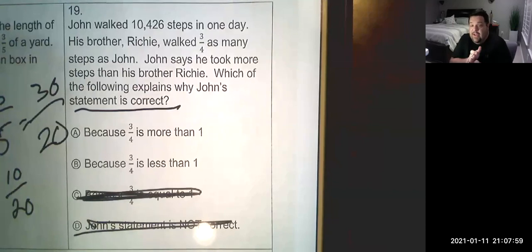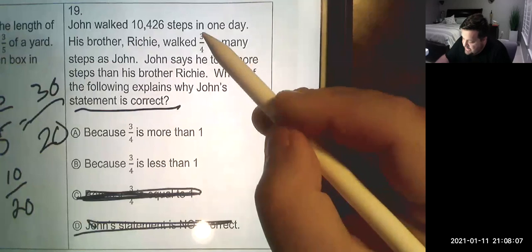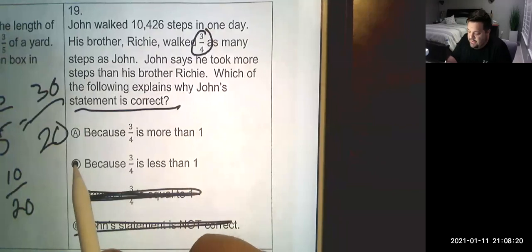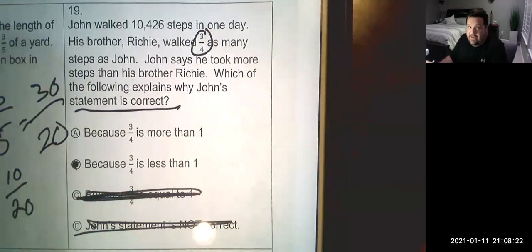And this is the rule, right? So we know Richie, his number's got to be less than 10,426. And that's because he did 3/4, which is a fraction less than 1. So because 3/4 is less than 1, that is why John walked more, right?